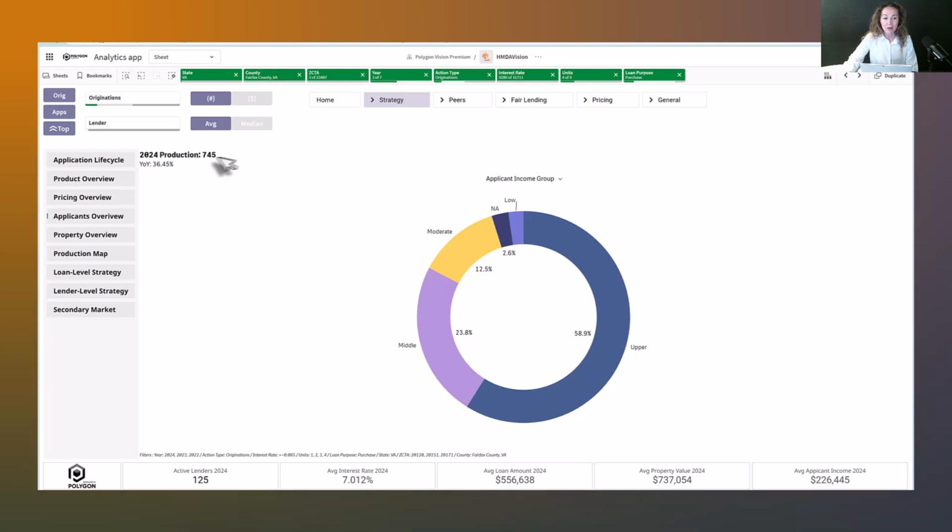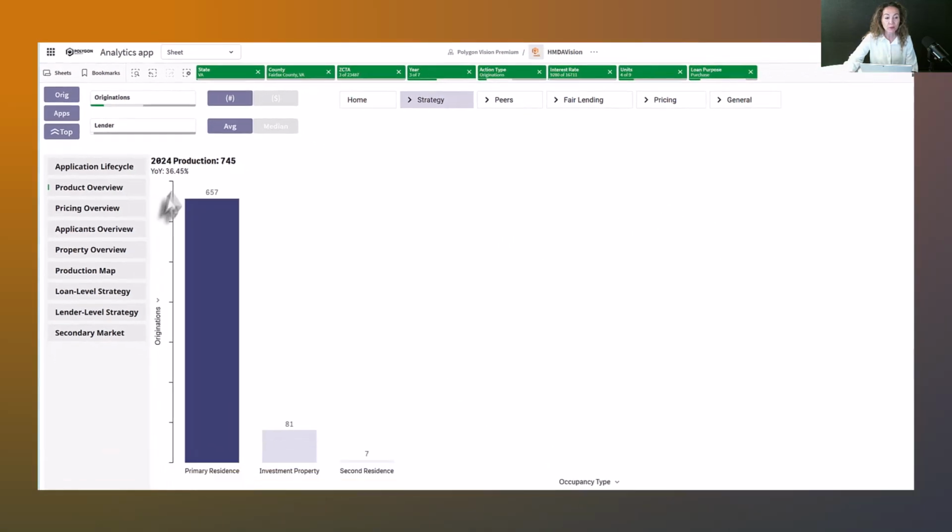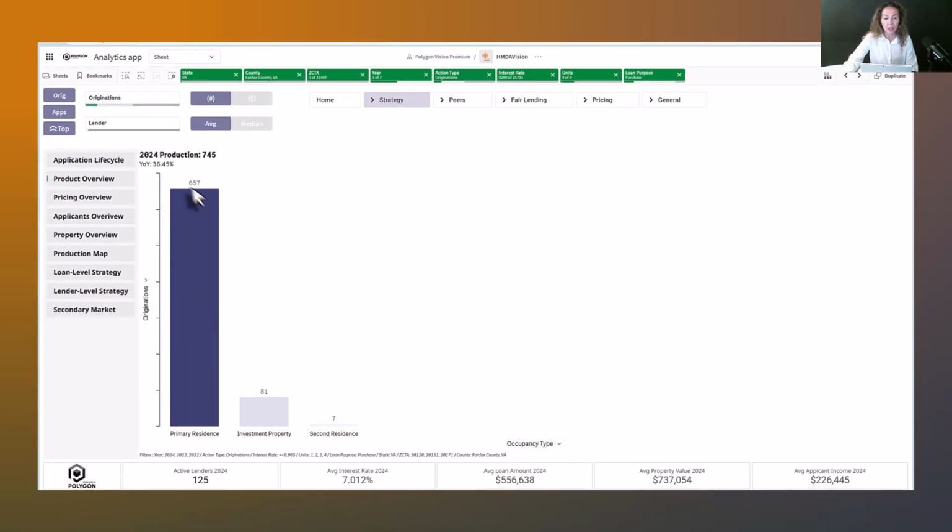Now, let's examine what kind of products these borrowers have used. For that, we can go to product overview, and we can see that most of the loans in those 3 zip codes are for primary residence, but there are some niche properties. If you're a niche player focusing on investment property, this is incredibly valuable information for you.